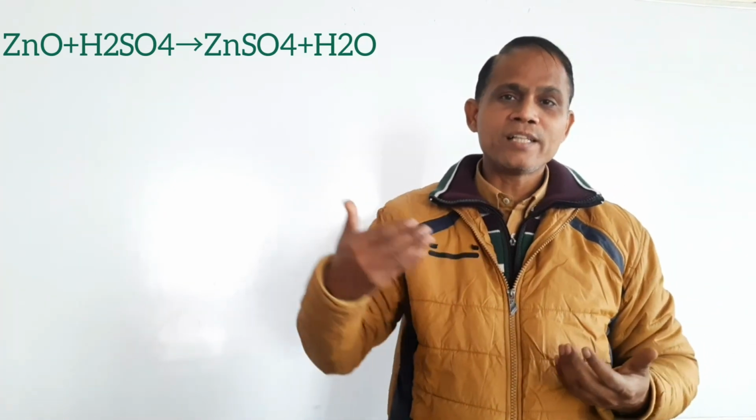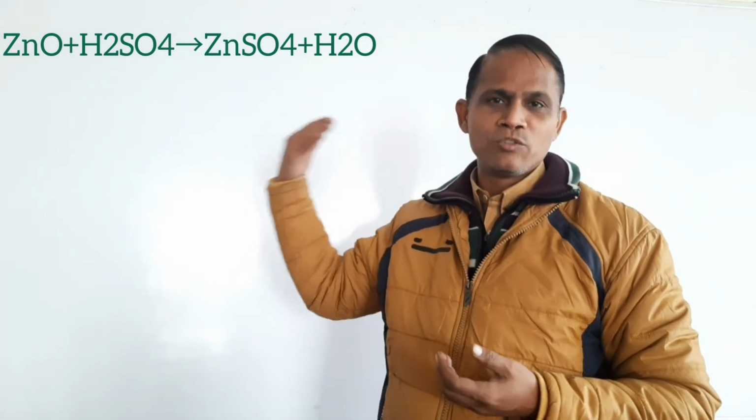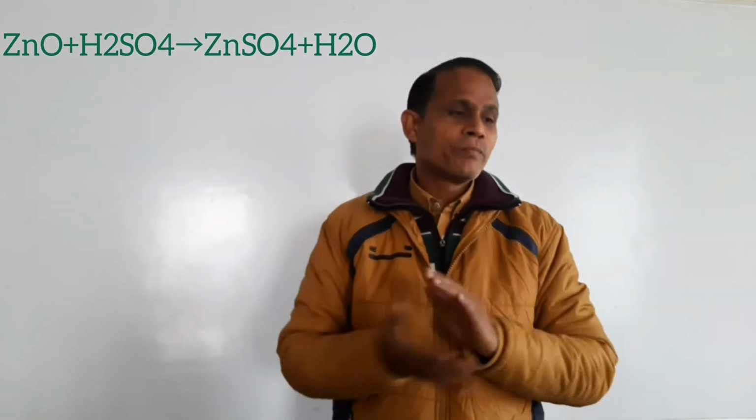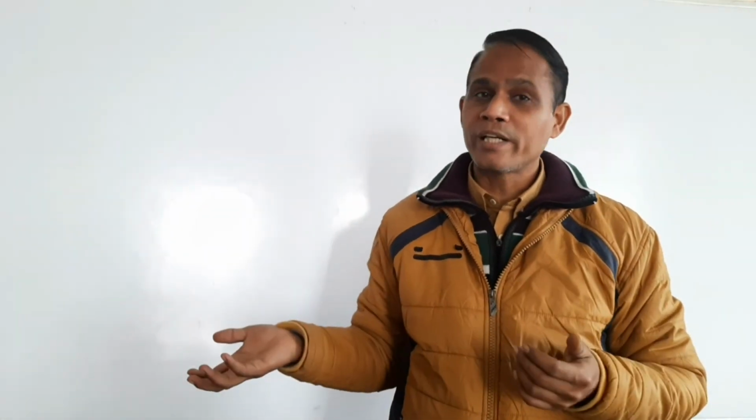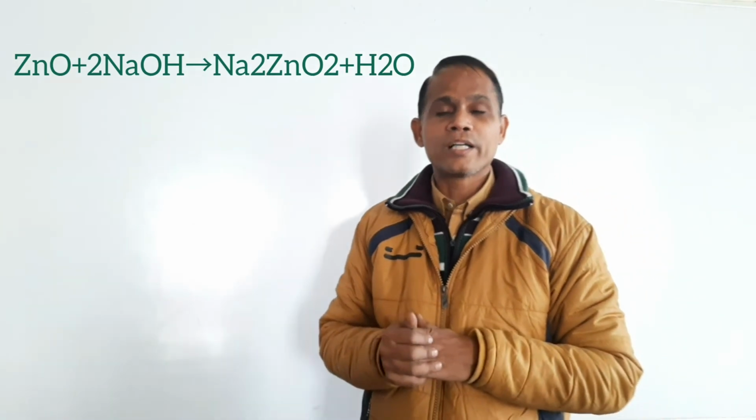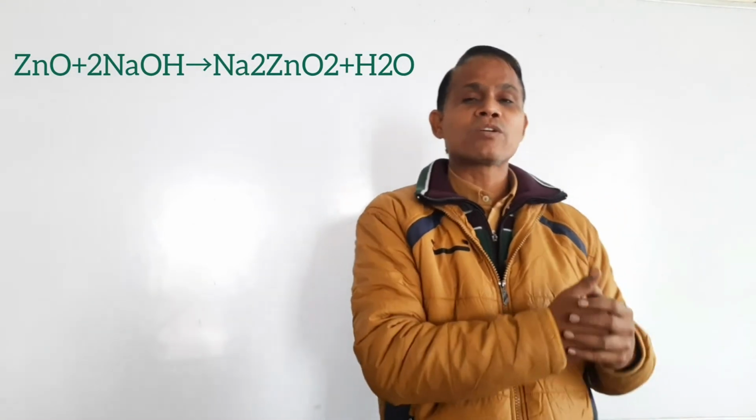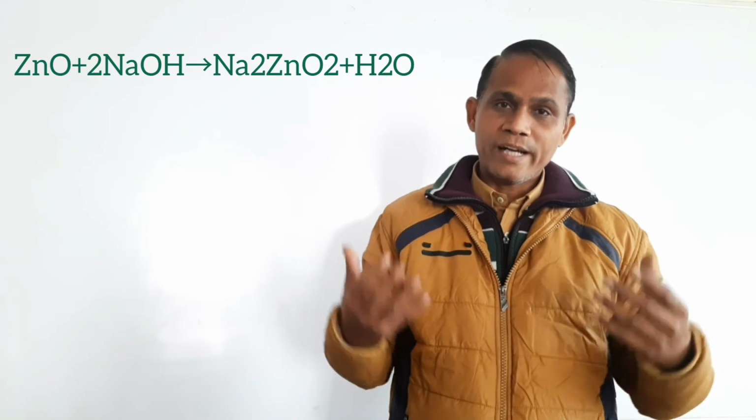So now it is acting as a base. Zinc oxide and sulfuric acid again give you a salt. The equation I have shown on the board. Next, zinc oxide also reacts with sodium hydroxide. Again you get a salt. Sodium hydroxide is a base, so now zinc oxide is acting as the acid, and the salt is formed. So zinc oxide is an amphoteric oxide, because sometimes it acts as an acid and sometimes as a base.